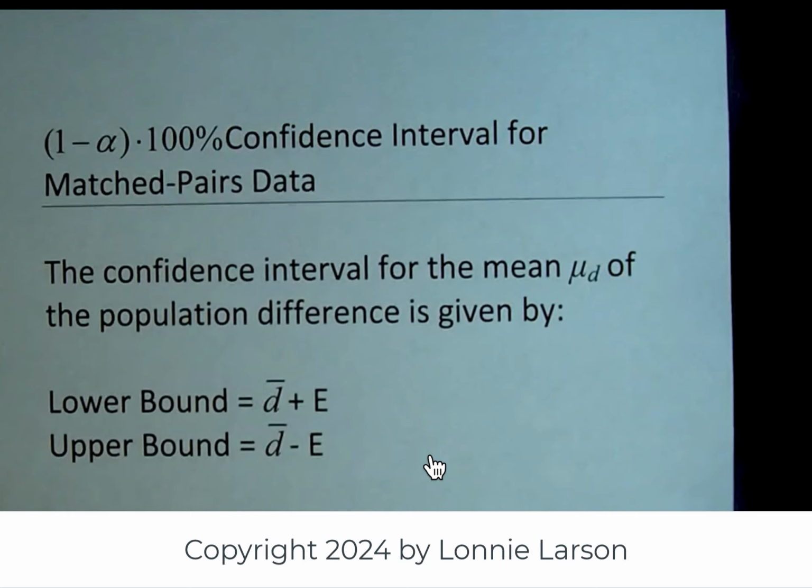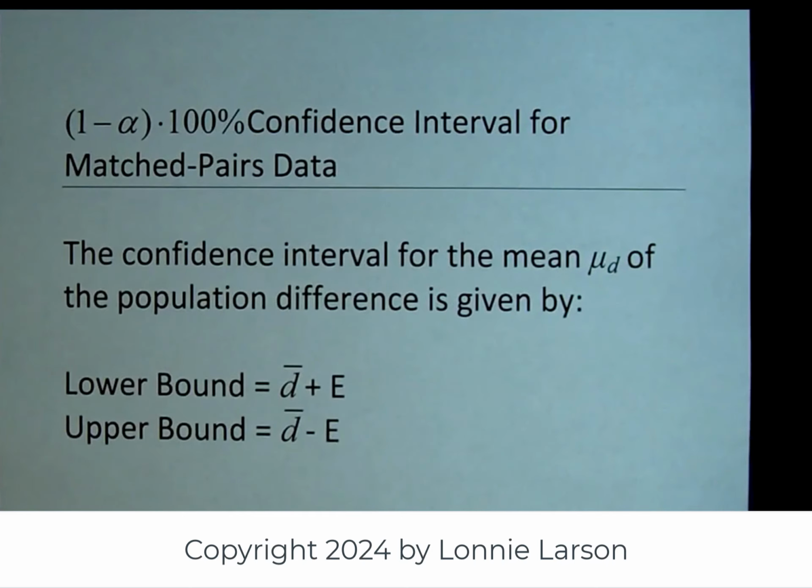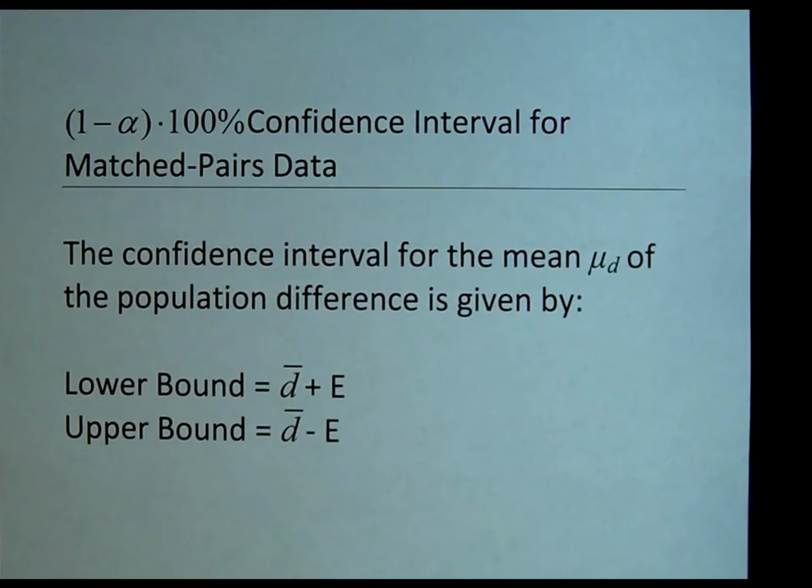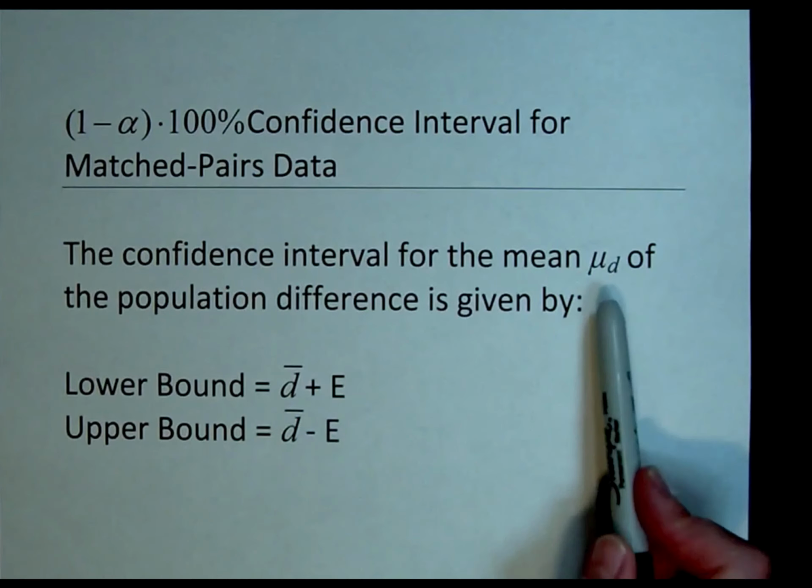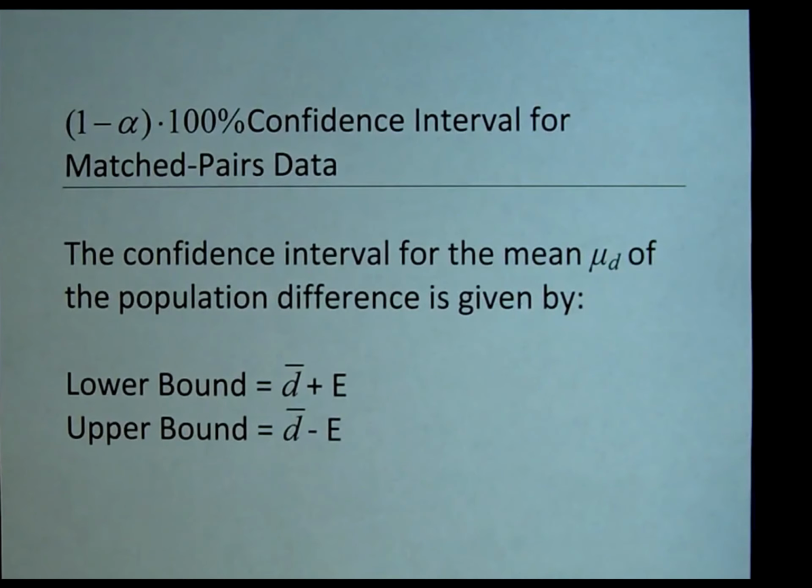Welcome back. We'll look at a confidence interval now for matched pairs data, specifically for the mean of the difference. So the confidence interval for the mean mu sub d of the population difference is given by, and then here's this pattern we've seen before. We have a point estimate, so that's what this d bar is. It's our point estimate of mu sub d. And then we have a margin of error.